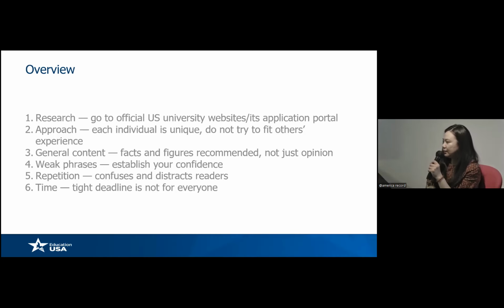So the first one is research. You need to go to the official US university websites or their application portal directly to see the prompt, the question, the things that they ask for. Things like no longer than 3 pages. That you can find only from the US university websites directly, and if not, inside the portal of the application itself. So you cannot just take that from somewhere else, right?